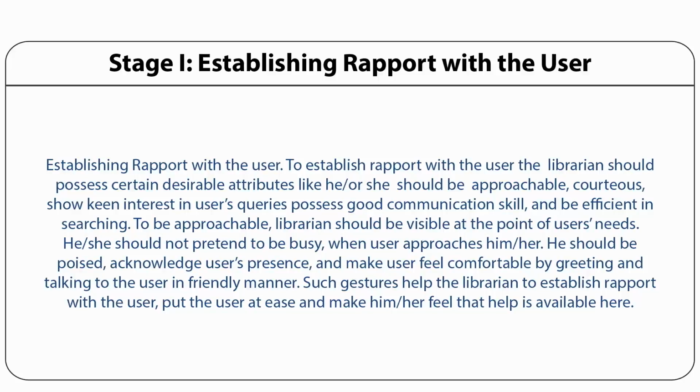To be approachable, the librarian should be visible at the point of user's needs. He or she should not pretend to be busy when the user approaches him or her. He should be poised, acknowledge the user's presence, and make the user feel comfortable by greeting and talking to the user in a friendly manner. Such gestures help the librarian to establish rapport with the user, put the user at ease, and make him or her feel that help is available here.